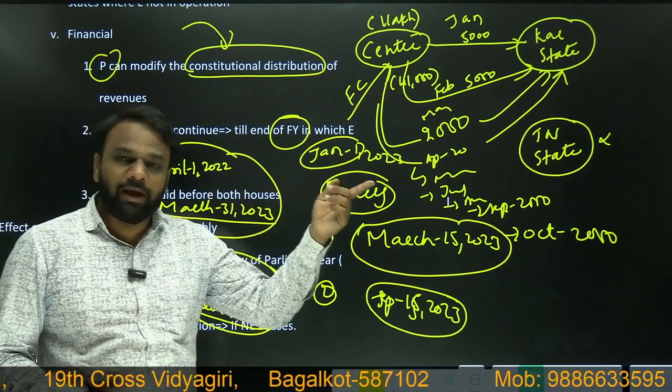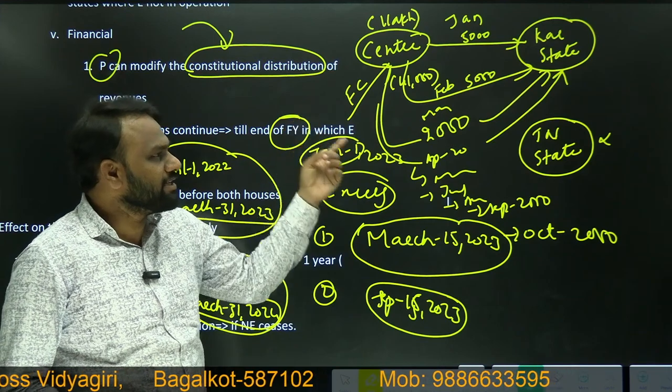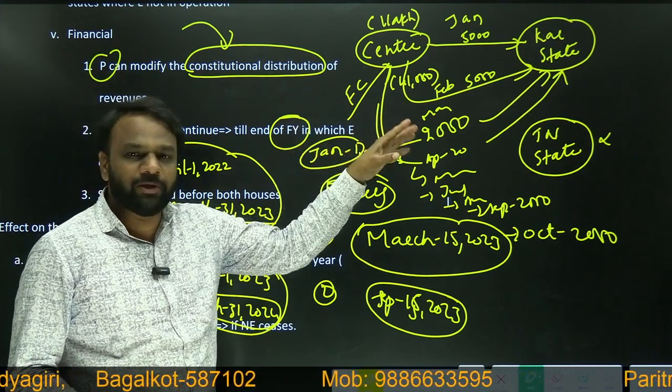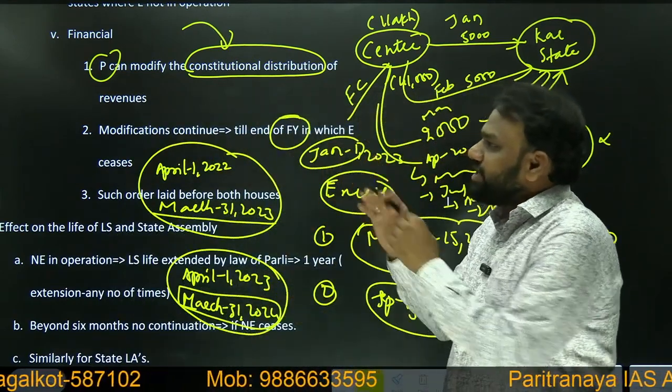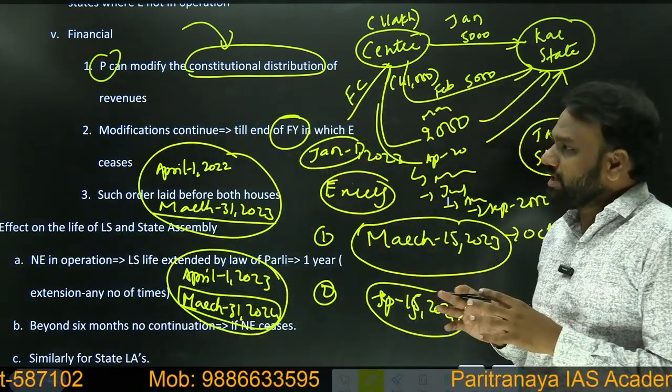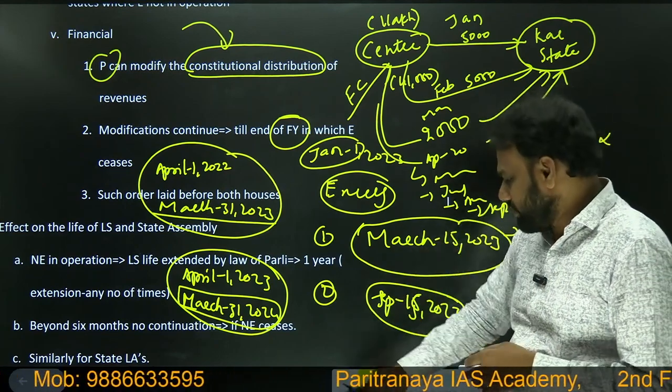So starting from April 2024, the center will start sharing 5,000 rupees with the state. Okay, with the state. So this is about the financial relationship, and how it is disturbed during national emergency.